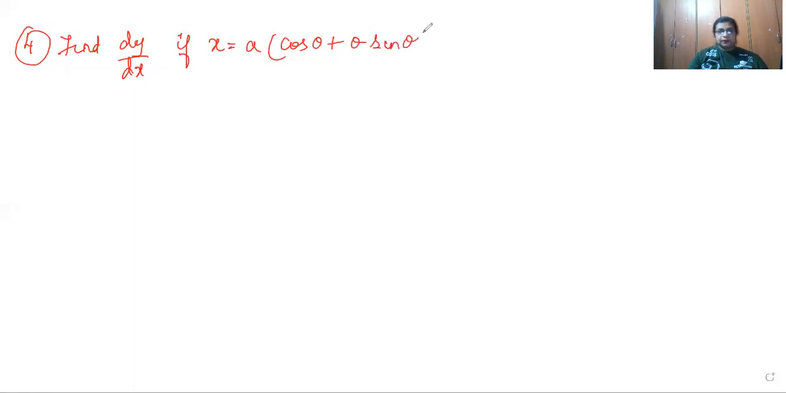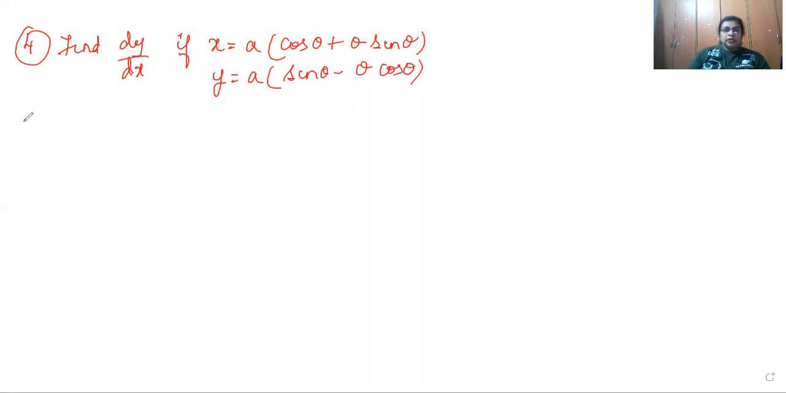Fourth one. Find dy by dx if x is equal to a into cos theta plus theta sine theta, y is equal to a into sine theta minus theta cos theta. Okay, you have to be careful here when you solve this problem.